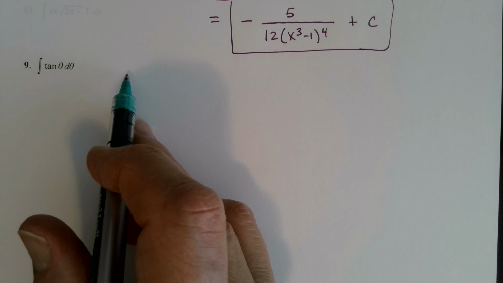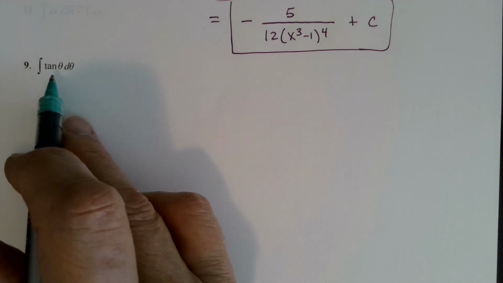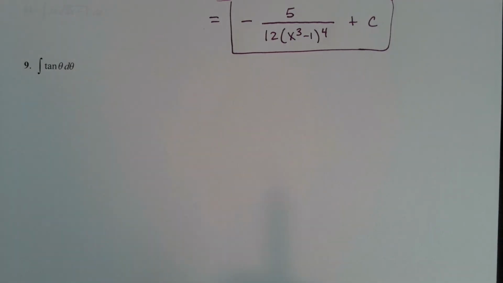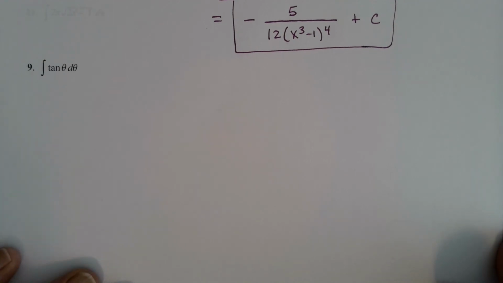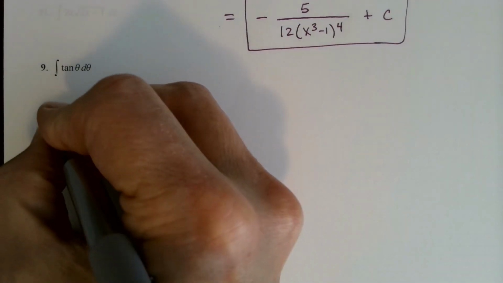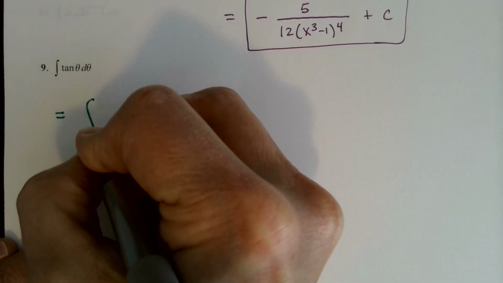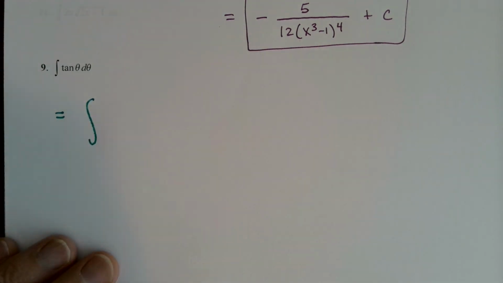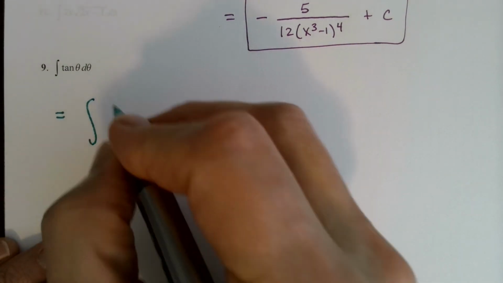Which function has its derivative tangent theta? And we don't know that. Interestingly enough, we don't know the antiderivative of tangent theta, cotangent theta, secant theta, or cosecant theta. We have yet to learn those. Well, we're actually going to learn tangent theta right now, and then I'm going to encourage you to do cotangent theta in a similar manner. So how would we do this, and why is it here in substitution? Well, I'm going to use an important trig identity that you should recognize, the ratio identity.